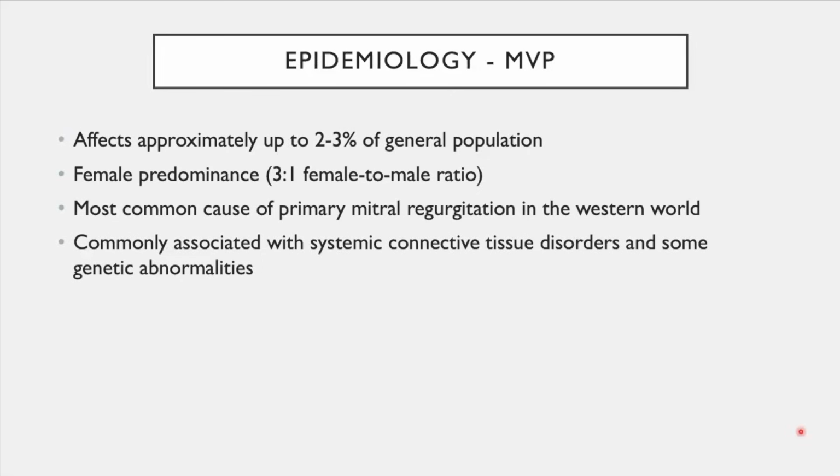When we talk about epidemiology of mitral valve prolapse, it affects about 2 to 3% of the general population, so maybe a bit more common than we may expect. There's a female predominance with a 3 to 1 female to male ratio in all comers. It is the most common cause of primary regurgitation in the Western world, and it's commonly associated with systemic connective tissue disorders and some genetic abnormalities, which we'll touch upon.